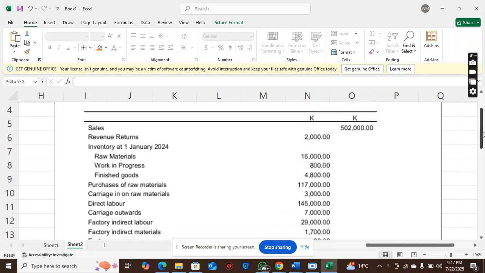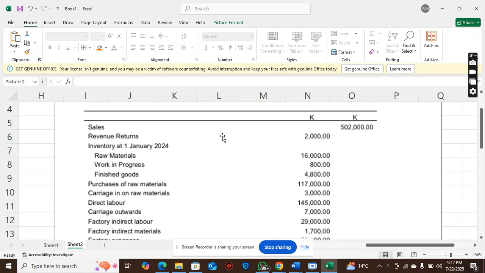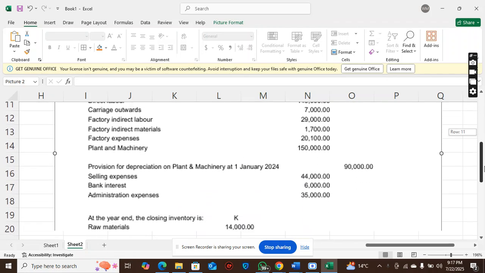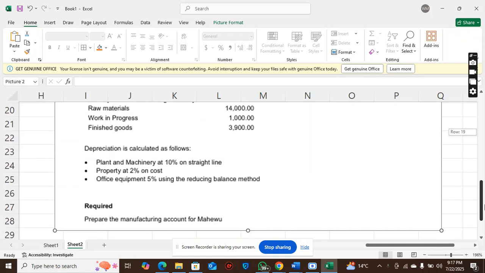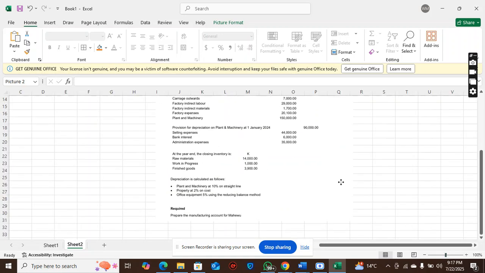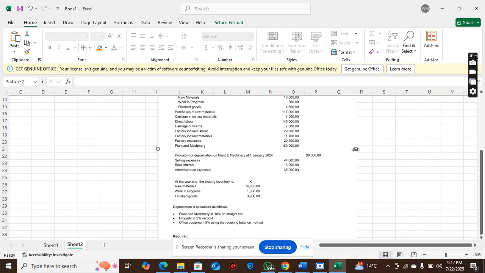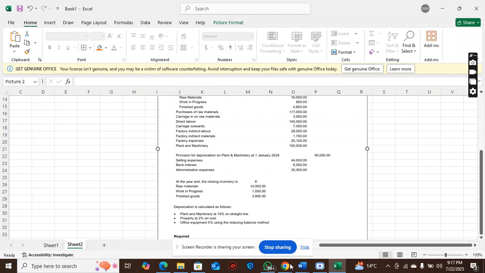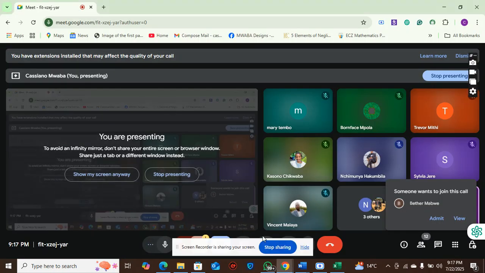Okay, so here you put your sales, revenue, returns, all this information here, colleagues. Right. Then the question is asking, prepare the manufacturing account for Mahewu. All right, colleagues, what is the purpose of the manufacturing account before we start solving? What is the purpose of this manufacturing account?